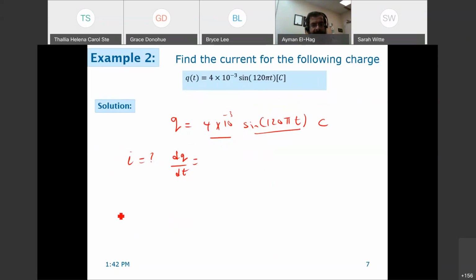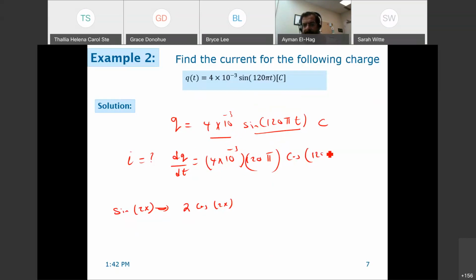So I need to take the derivative of this. As you know, if you have a sine function, let's say sine of 2x, if you take the derivative of this, it is 2 times cosine 2x. So for this, we keep the constant as it is, 4 times 10 to the minus 3, times 120 pi, times cosine 120 pi t. So this is your current, and the unit will be in amps.